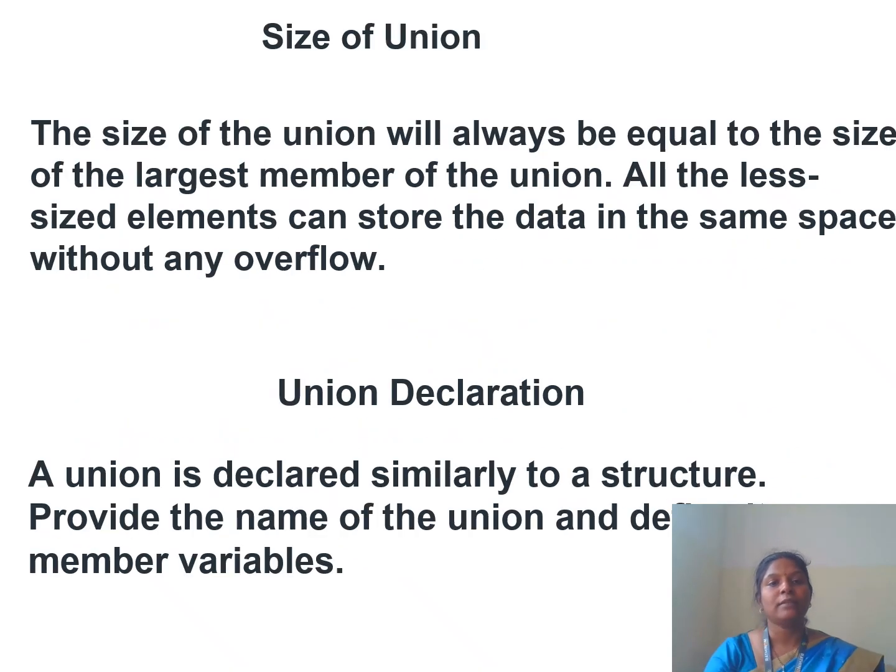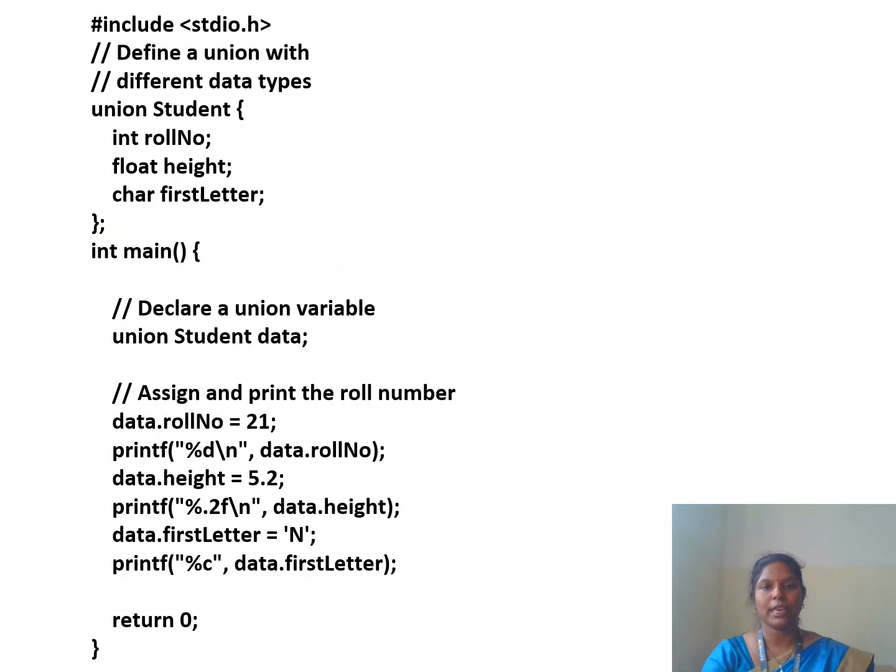Size of the union. The size of the union will always be equal to the size of the largest member of the union. All the smaller sized elements can store the data in the same space without any overflow. Union declaration. A union is declared similar to the structure. Provide the name of the union and declare the member variables.